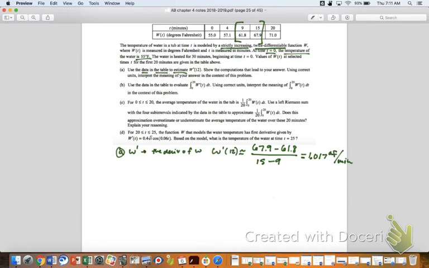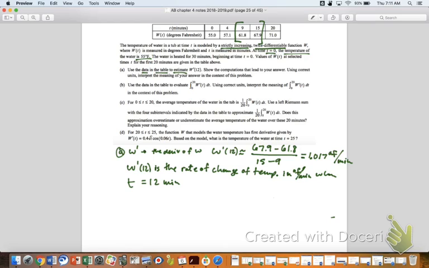All right, then it asks us to explain what that means. So what this means is what W prime of 12 means. I'll put it like that. So W prime of 12 is the rate of change of temperature in degrees Fahrenheit per hour when T equals 12 hours, or 12 minutes, sorry. So let me go back and fix my unit. Degrees Fahrenheit per minute.